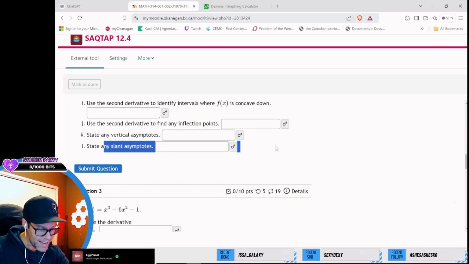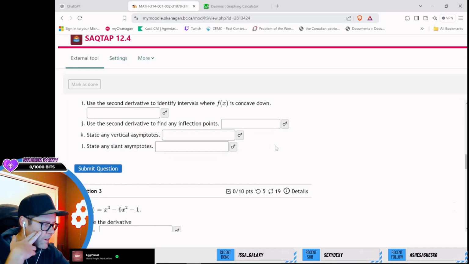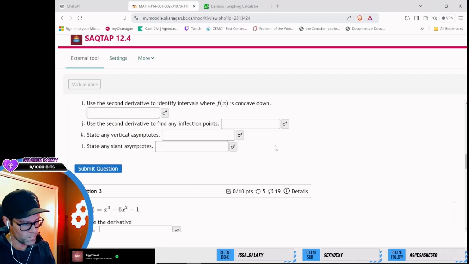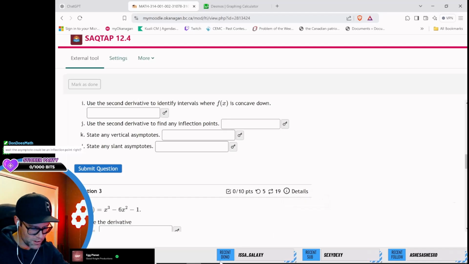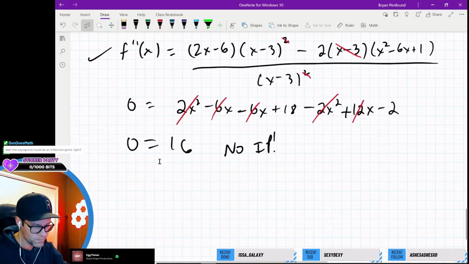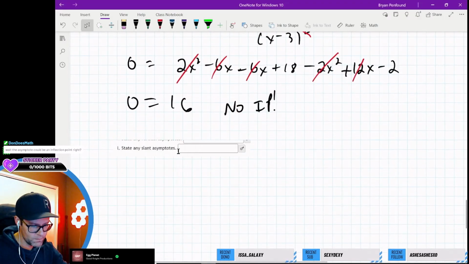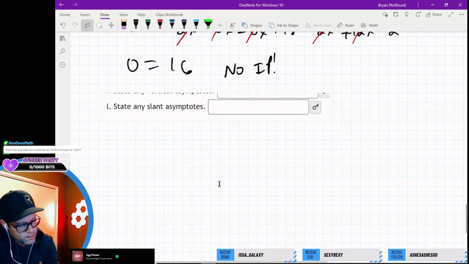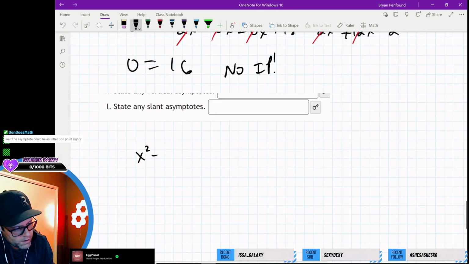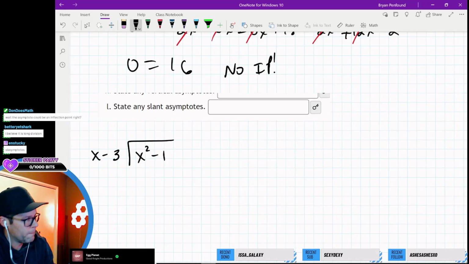State any slant asymptotes. Oh, how do we do slant asymptotes again? Is that long division? Do people even ask their students to do slant asymptotes? How do I do this? Do I have to do x squared minus 1 divided by x minus 3? Slant asymptotes?